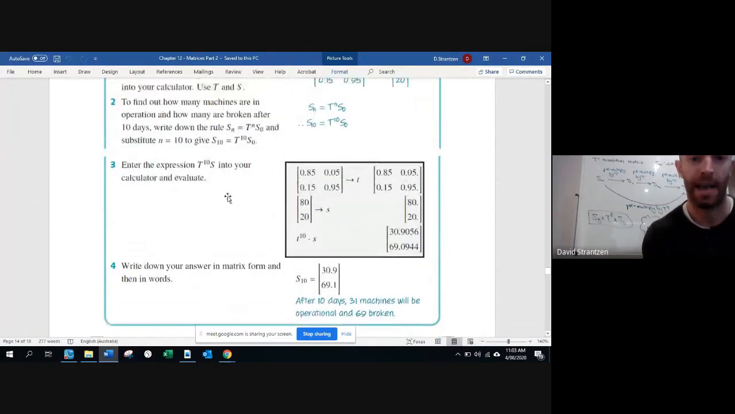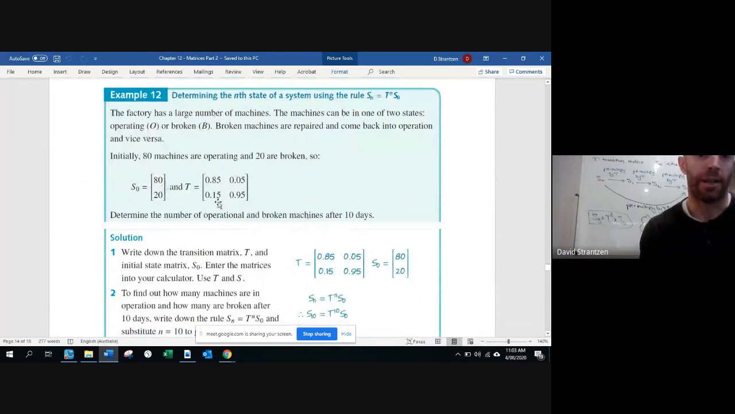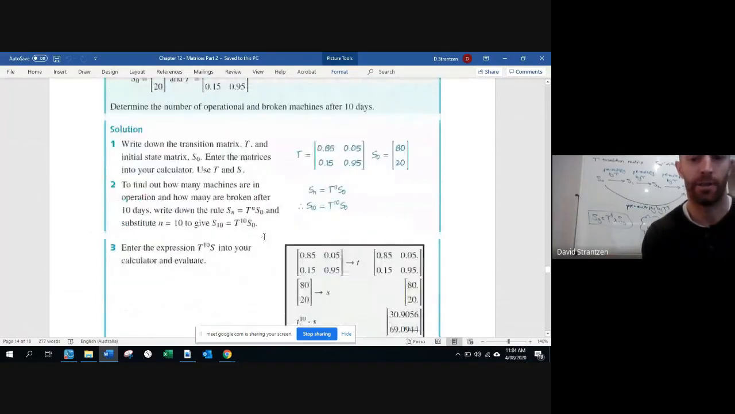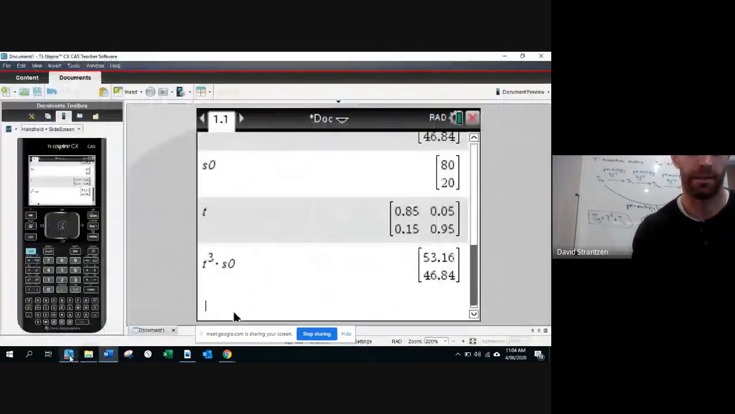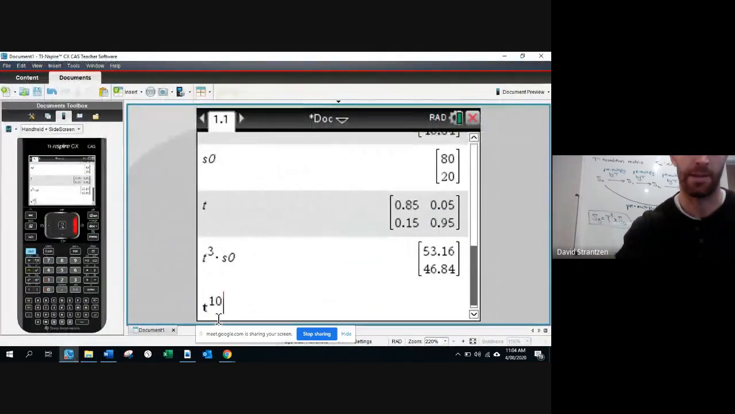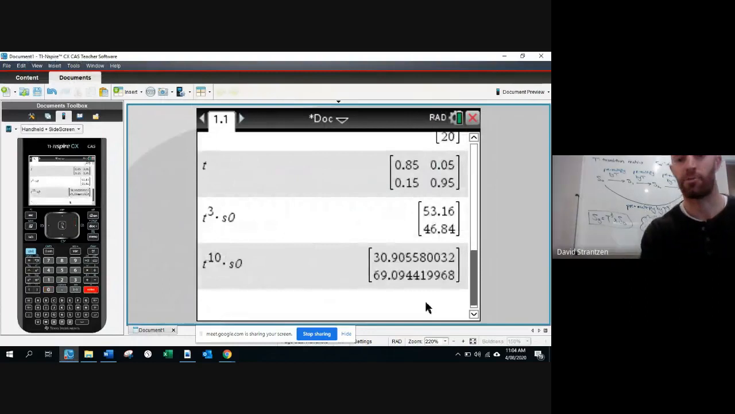And here you go. We can see how many machines are operational and broken after 10 days. Same transition matrix, same initial state matrix, and I can just do T to the power of n. Sorry, T to the power of 10 times S0. And this tells me the breakdowns after 10 days. So now there'll be only 30.9 machines that are operating and 69.1 machines that are broken. So rounding off as a worded answer, I would say 31 operational and 69 that are broken.